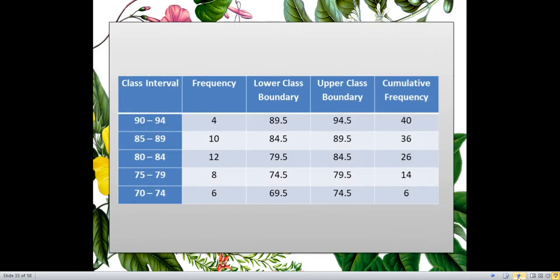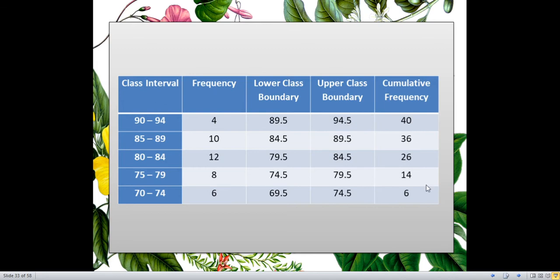Okay, so again, here are the class interval and the frequency, and as you remember from last week, we have the lower class boundary and the upper class boundary. Again, how do we get that? We subtract 0.5 from the lower class limit, then add 0.5 to the upper class limit to get that. And how do we get the cumulative frequency?